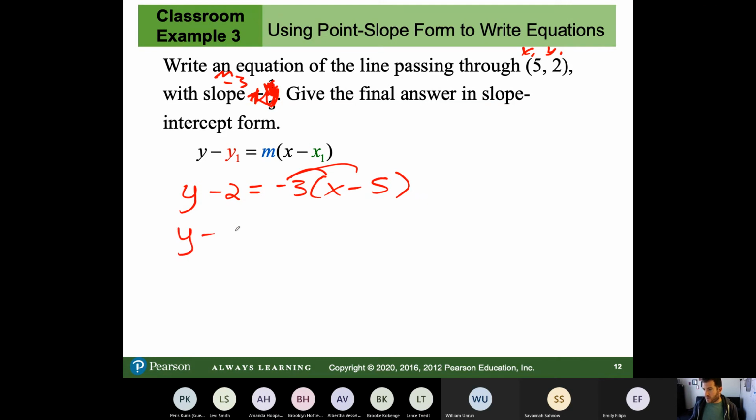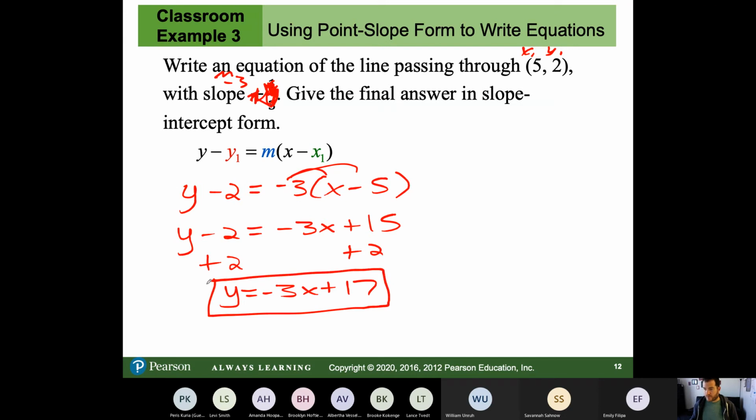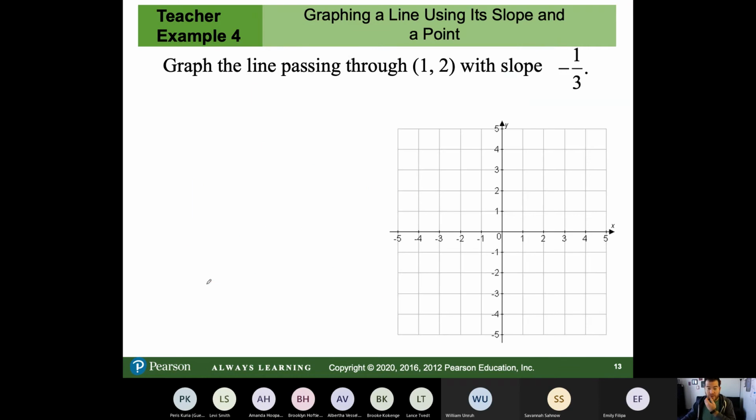So I get y minus 2 is equal to negative 3x plus 15, because a negative times a negative is a positive. Last step, add 2 to both sides. So I get y is equal to negative 3x plus 17. And that is in slope-intercept form. Okay? So graphing in point slope form is actually one of my favorites.